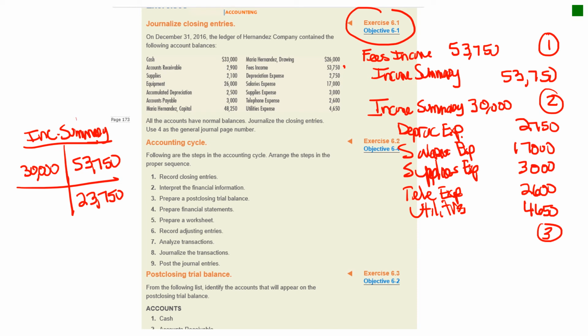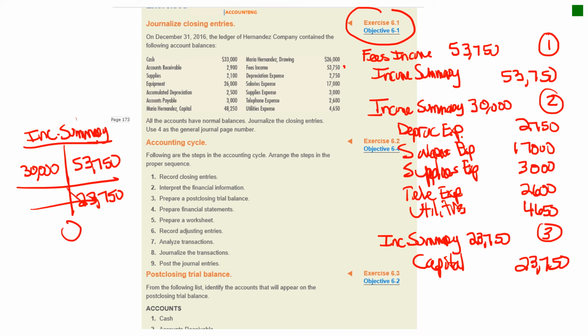So what you do is, in this case, you're going to be debiting income summary for $23,750, and you're going to be crediting the capital account, which in this case is Maria Hernandez Capital, for $23,750. Once you do this, this account goes to zero.